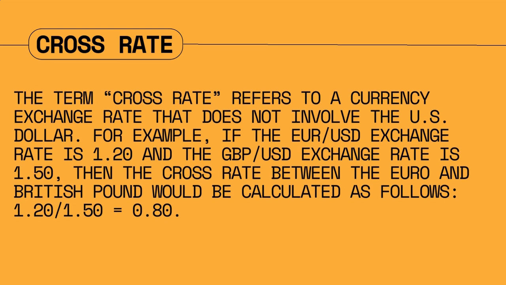Cross rate. The term cross rate refers to a currency exchange rate that does not involve the US dollar. For example, if the EUR/USD exchange rate is 1.20 and the GBP/USD exchange rate is 1.50, then the cross rate between the euro and British pound would be calculated as follows: 1.20 divided by 1.50 equals 0.80.